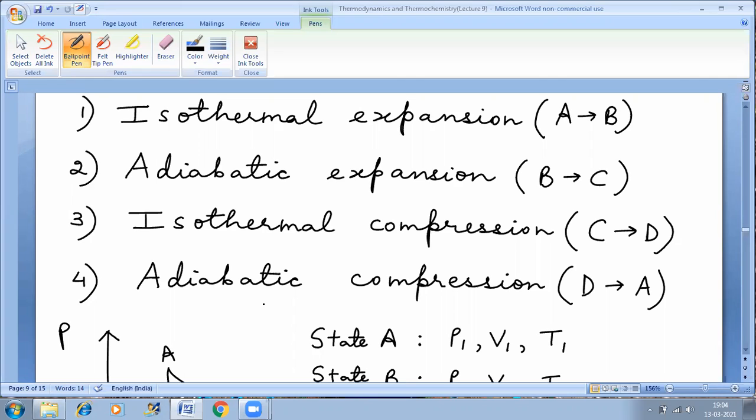So a Carnot engine or a Carnot cycle comprises four processes. If they ask you which are the four processes in a Carnot engine, these are the four processes that happen in a Carnot cycle. Isothermal expansion followed by adiabatic expansion, followed by isothermal compression, and then followed by adiabatic compression.